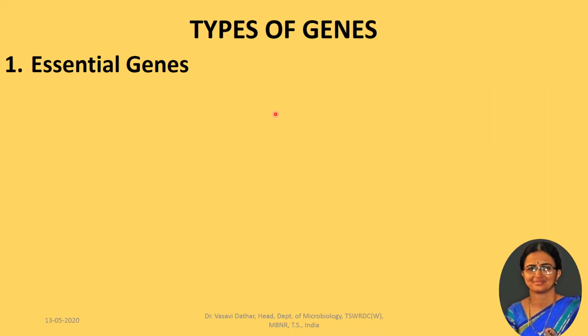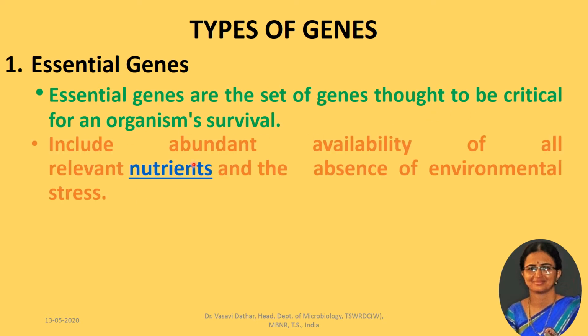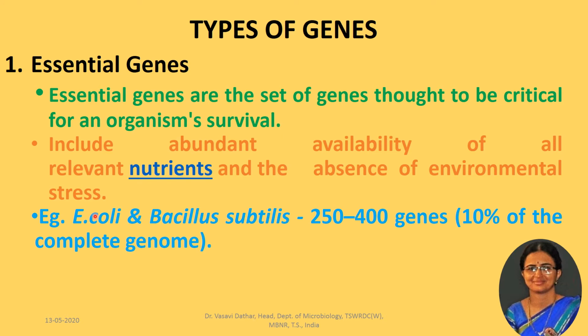Now we will see the types of genes. First one is essential genes. These are the set of genes which are critical for an organism's survival. These include abundant availability of all the relevant nutrients and the absence of environmental stress. For example, in E. coli and Bacillus subtilis, there are about 250 to 400 genes which are essential genes. They constitute 10% of the complete genome.